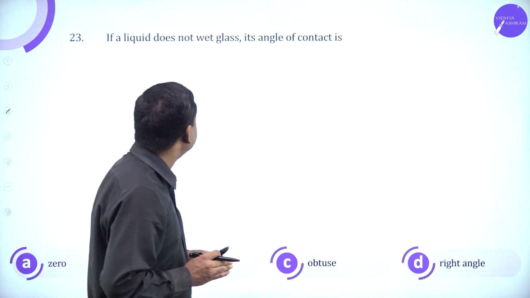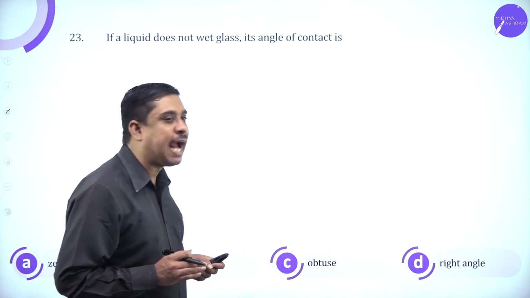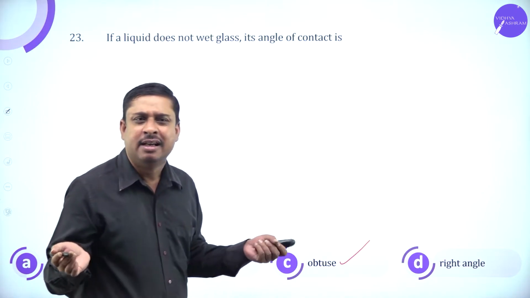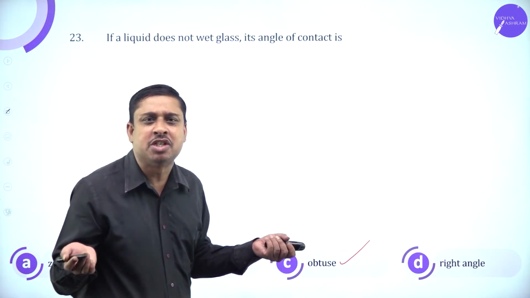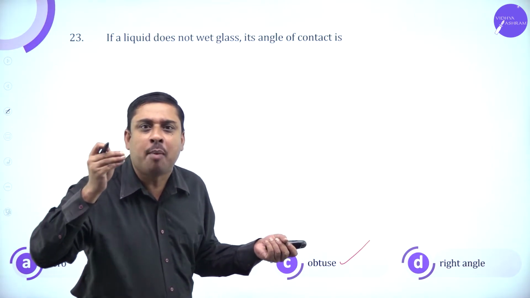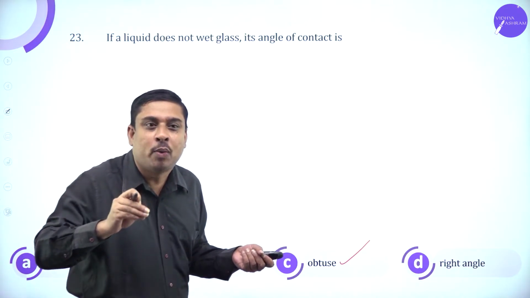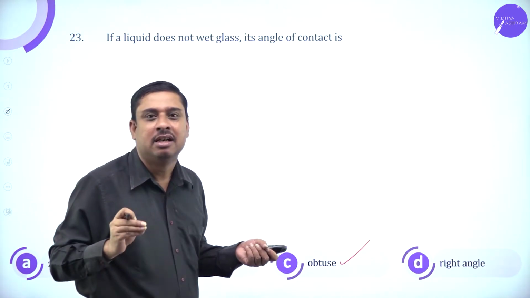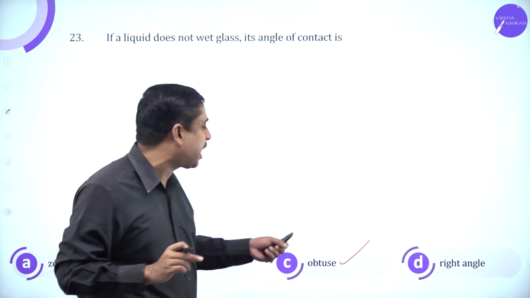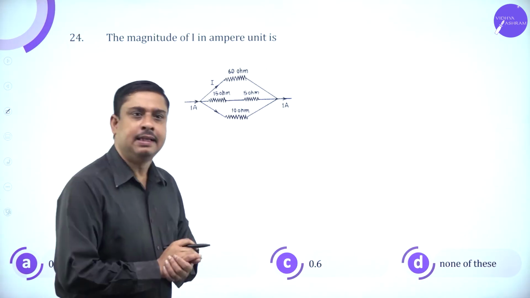If a liquid does not wet glass, the angle of contact is obtuse. ನೋಡಿ, ಇವೆಲ್ಲ ಥಿಯರಿಟಿಕಲ್. ಇಲ್ಲಿ ಯಾವುದೇ ಎಕ್ಸ್ಪ್ರೆಷನ್ಸೋ ಫಾರ್ಮ್ಯುಲಾಸೋ ಇಲ್ಲ. If you place a drop of liquid on a glass and the liquid is not wetting the glass, wet ಮಾಡ್ತಿಲ್ಲ, then the angle of contact between them is always obtuse. The next problem.